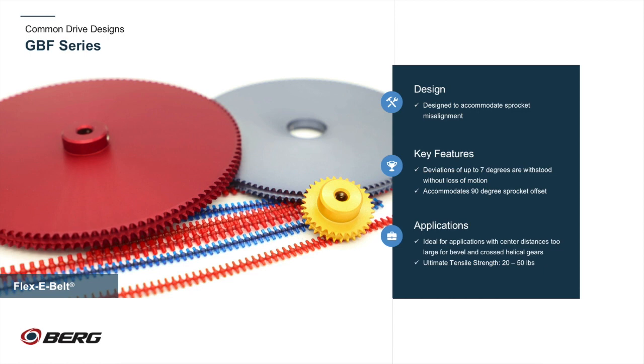Our GBF series of FlexiBelts was designed as a problem solver for when it was not possible to get proper alignment between the sprockets in the system. This belt allows for up to 7 degrees of misalignment between the sprockets without loss of motion and is capable of a 90-degree offset of the input and output shafts. The center rib design of the belt, reinforced by either stainless steel or Kevlar, allows for high flexibility and strength. This belt is also ideal for replacing low reduction ratio gearboxes, especially where the center distance between the shafts is too great to make bevel or helical gears an option.